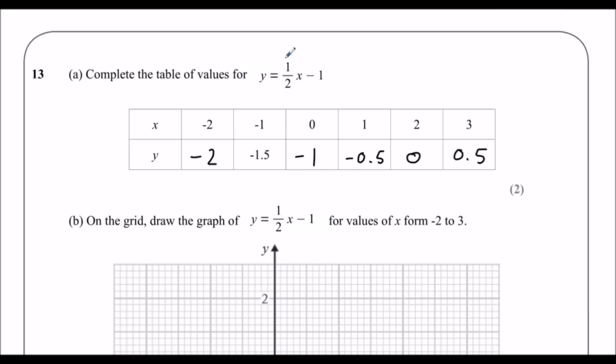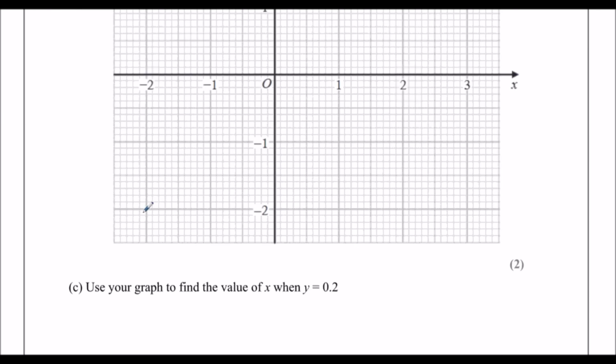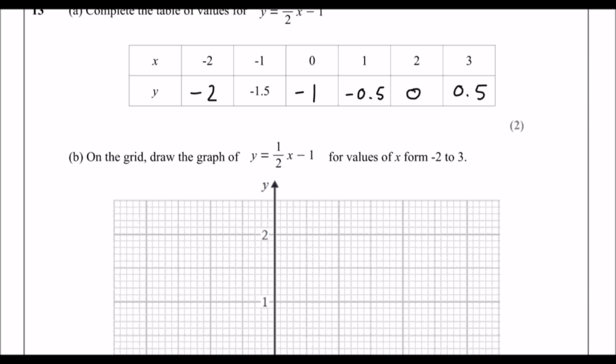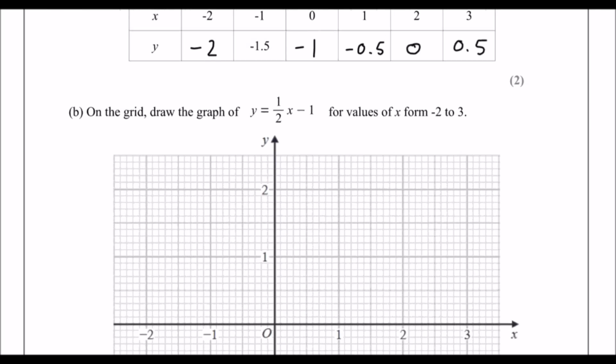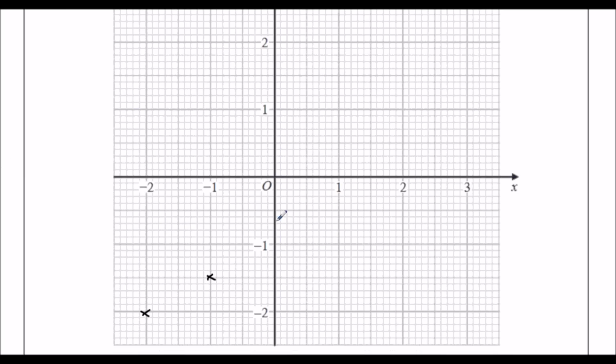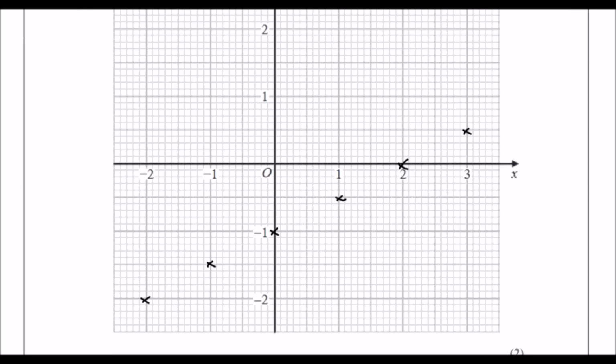So this is a linear graph. It's a straight line graph. It's in the form y equals mx plus c. We just plot these points on. So x coordinate, y coordinate. So -2, -2. -1, minus 1.5. 0, -1. 1, minus a half. 2, 0, and 3, half. And we can see that they've formed a nice straight line, and we'll just join them up with a ruler to complete our graph.